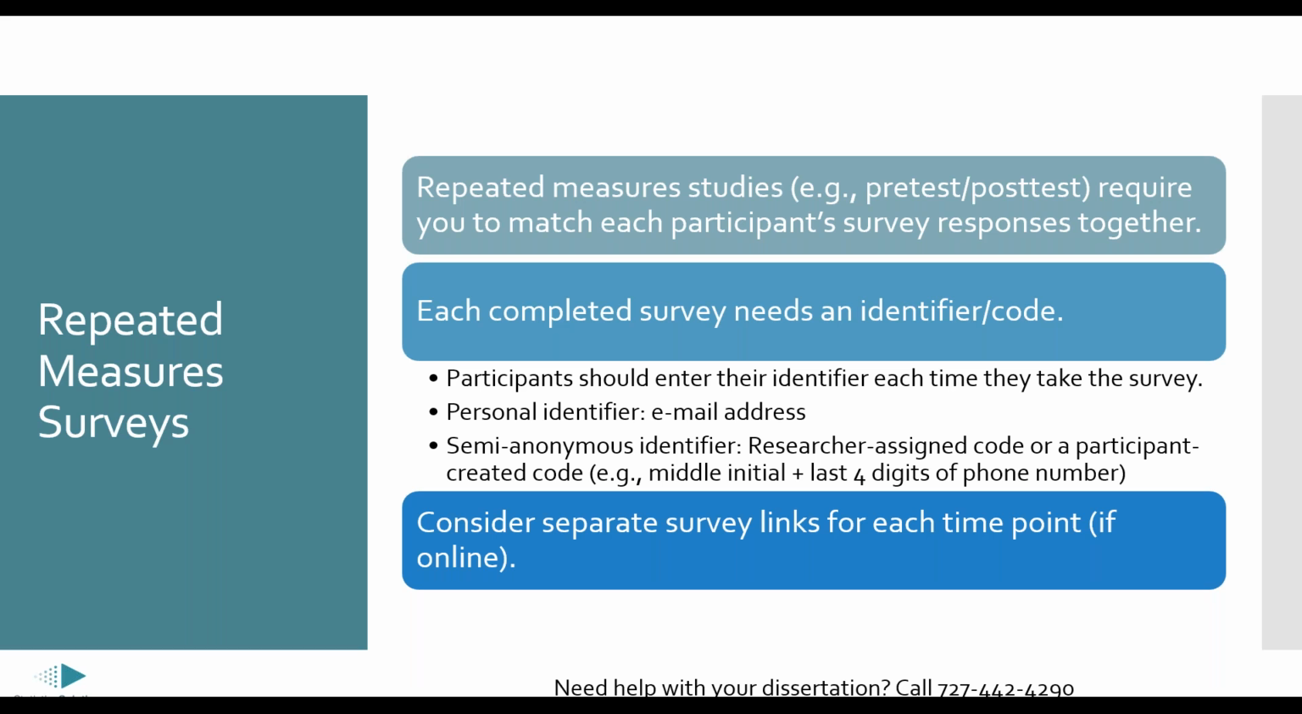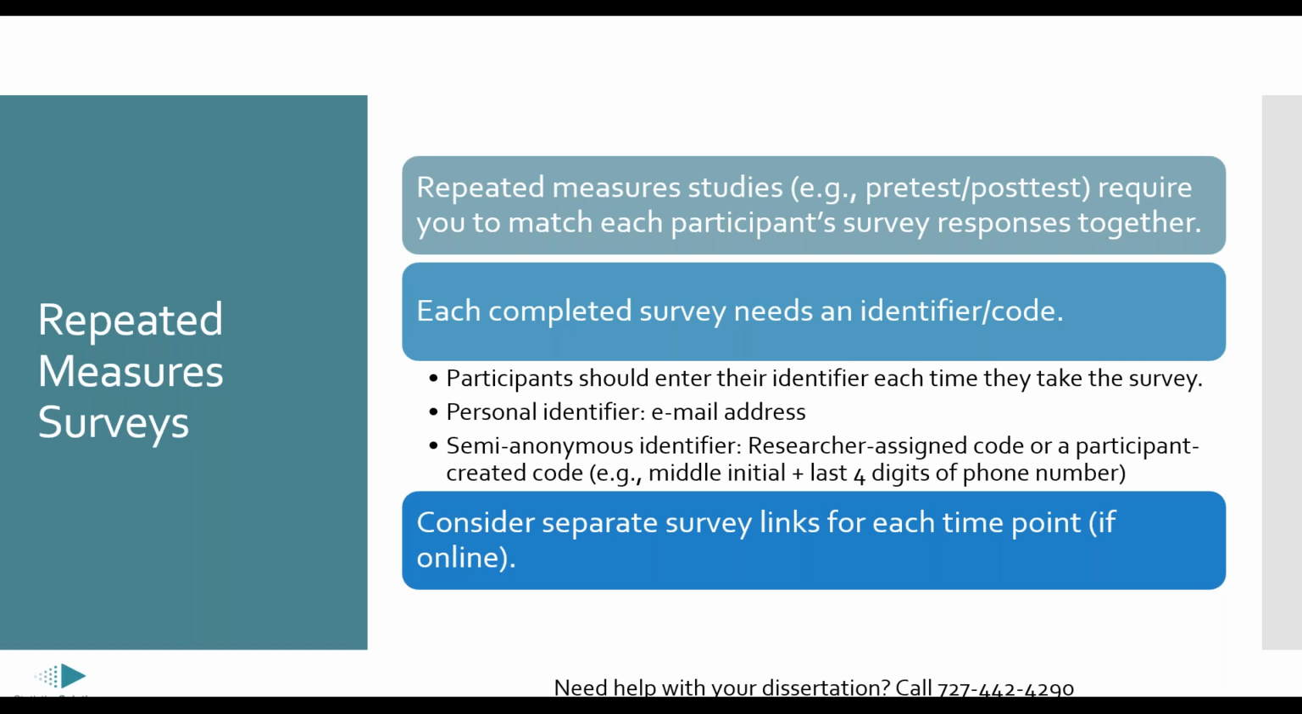And the idea with this is that each code that participants make will be unique to them. No two participants will have the same code, but it's not enough information to personally identify that participant. So it would be semi-anonymous in the fact that they're creating their own code, but it's not enough information to personally identify them. And so that's an option for linking those surveys together.